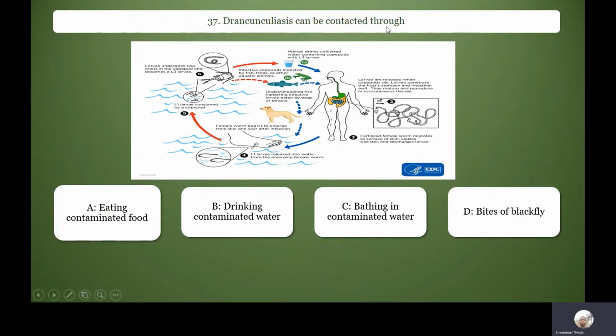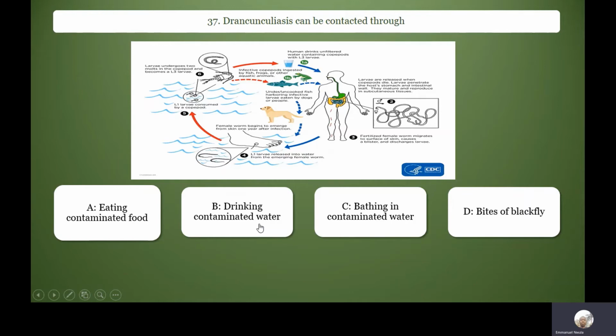Dracunculiasis can be contracted through drinking of contaminated water. Dracunculiasis, or the guinea worm disease. If you drink water that is contaminated with the water flea, the water flea can have this guinea worm parasite inside of it.